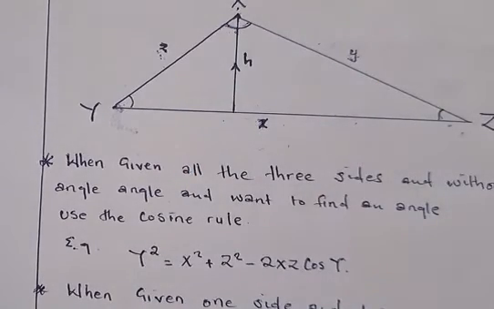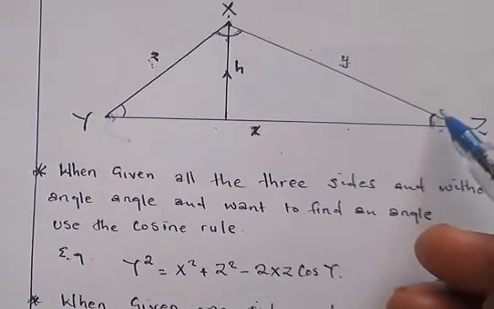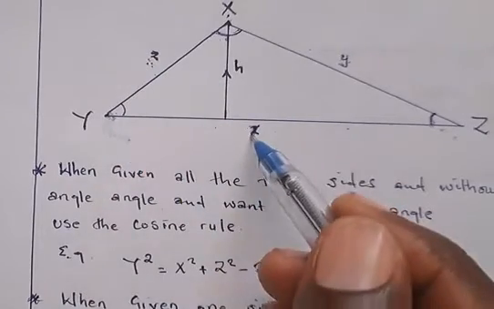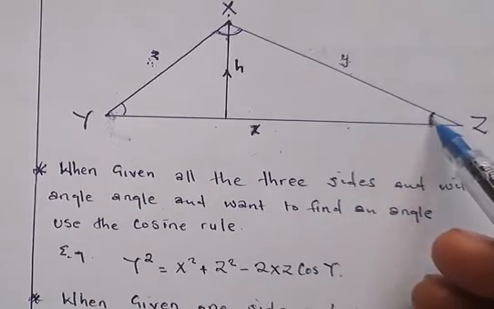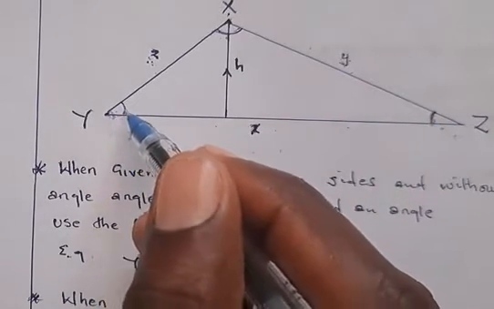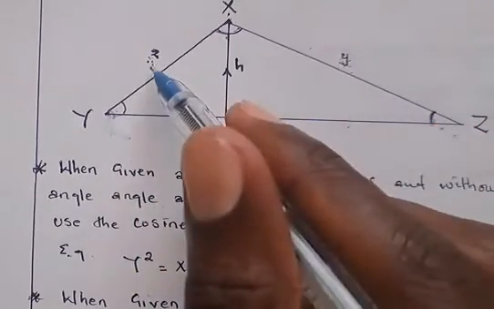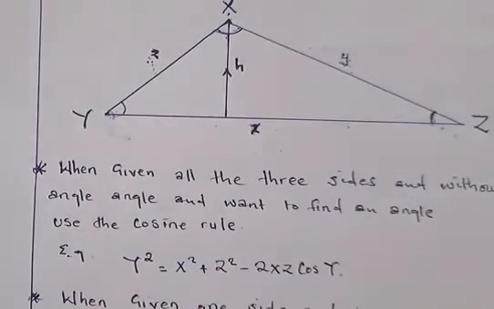But that formula can change when you are calculating for the angle z. So instead of starting with x squared, you're going to start with z squared is equal to x squared plus y squared minus 2xy cosine z. In a like manner, if you're calculating for this angle here, it will be y squared is equal to x squared plus z squared minus 2xz cosine y. So that's what I meant when I said the formula changes depending on which side you are calculating.